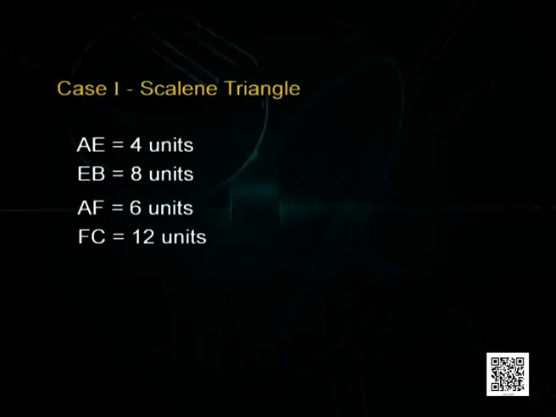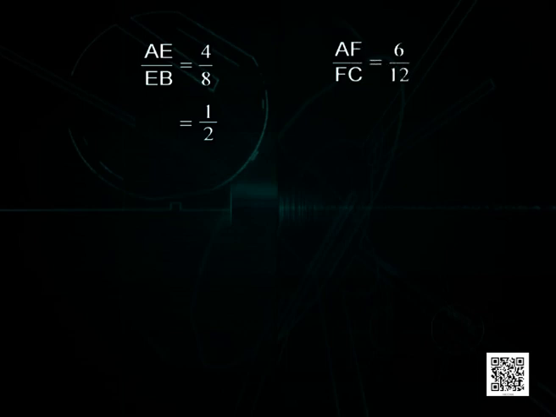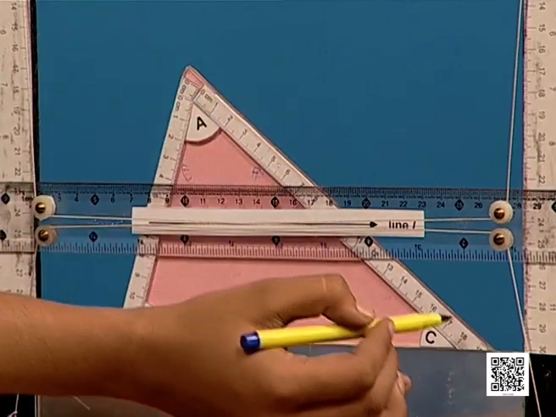Now on calculating, AE by EB is equal to 4 by 8, which is equal to 1 by 2. AF by FC is equal to 6 by 12, which is again 1 by 2. This shows that AE by EB is equal to AF by FC, which shows that the other two sides are divided in the same ratio.